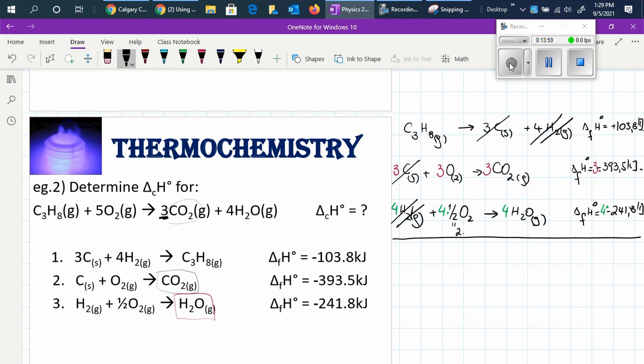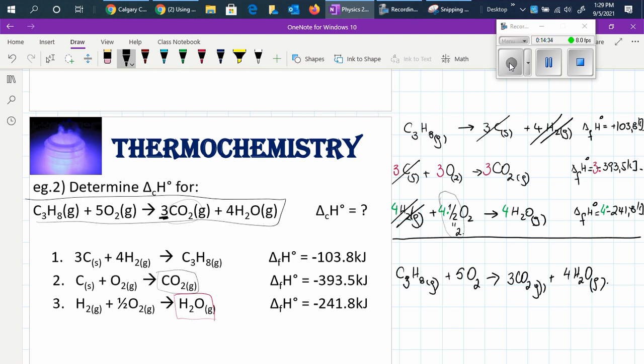Okay, so now what do we have on the reactant side: propane plus 2 oxygen that we have here plus 3 oxygen is equal to 5 oxygen. And then on the product side, 3 carbon dioxide and 4 water, which is the exact equation that we were focused on and wanted to deal with.